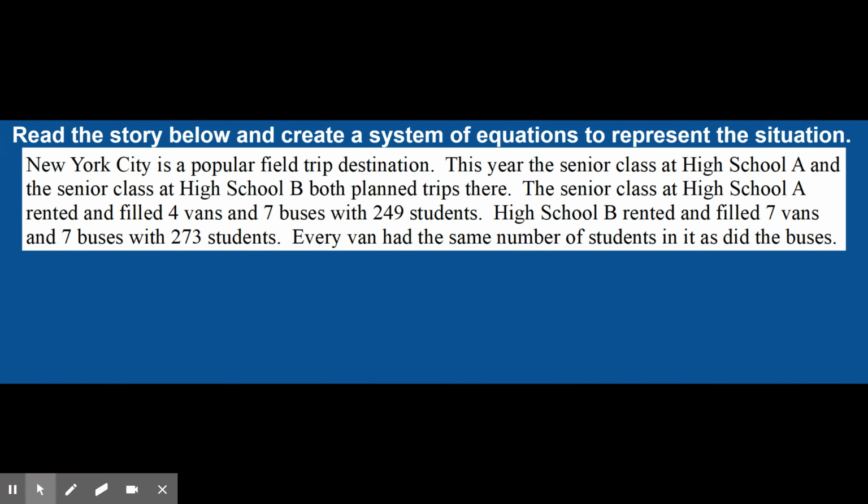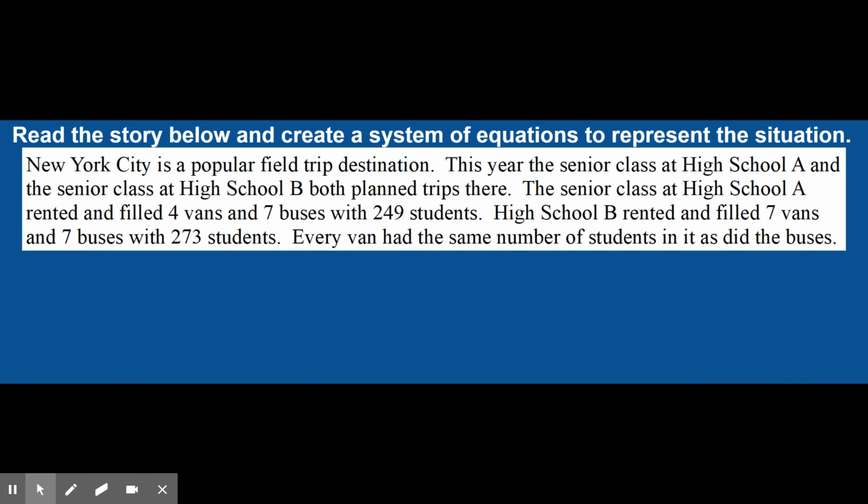Today, we're going to read a few stories and create some systems of equations to represent their situation. New York City is a popular field trip destination. This year, the senior class at High School A and the senior class at High School B both planned trips there. The senior class at High School A rented and filled 4 vans and 7 buses with 249 students. High School B rented and filled 7 vans and 7 buses with 273 students. Every van had the same number of students in it as did the buses.